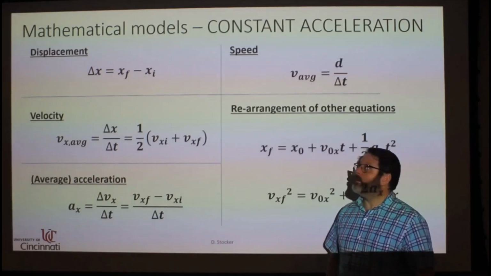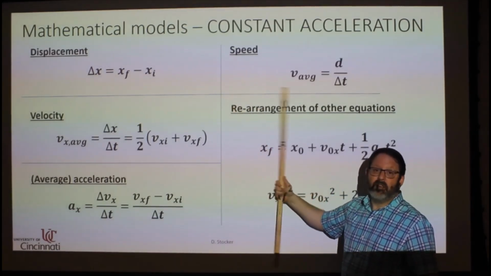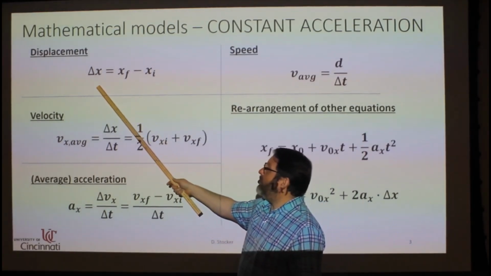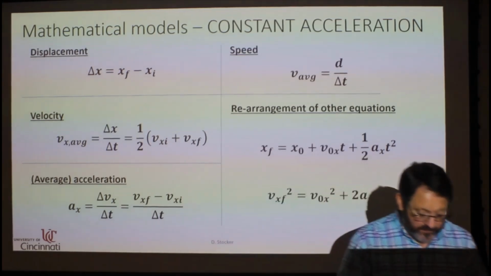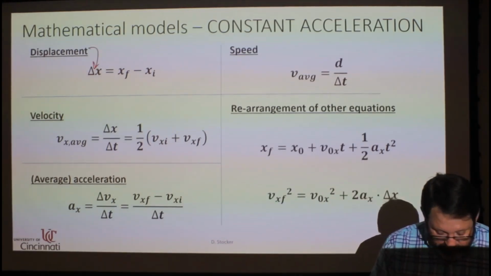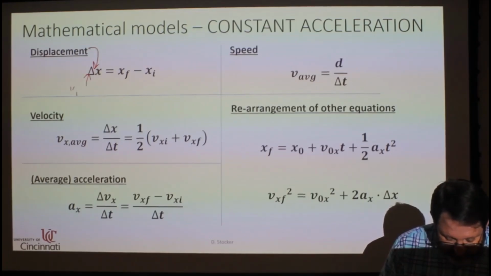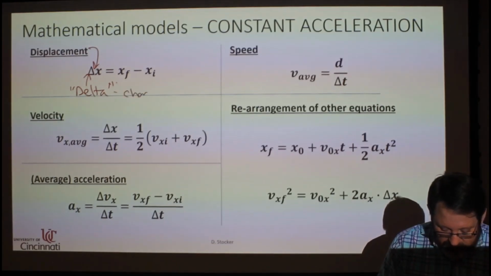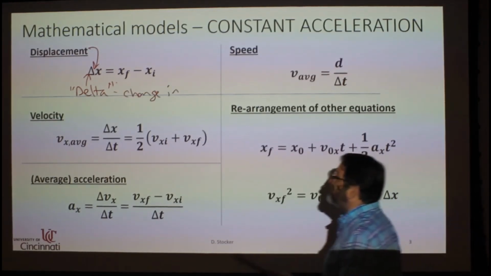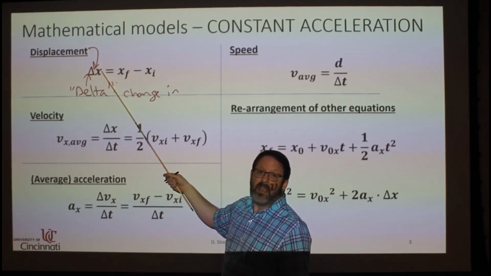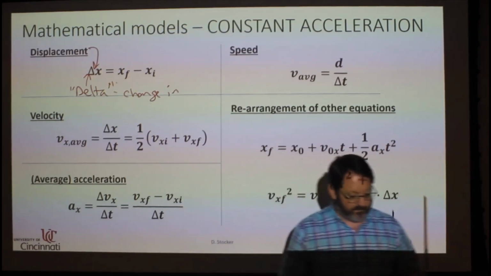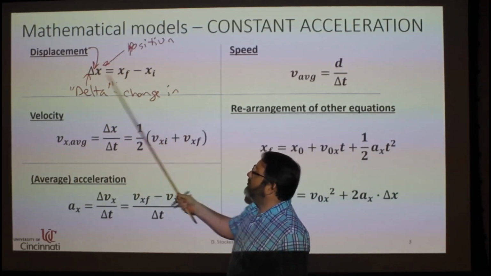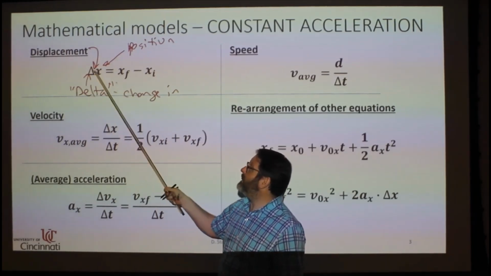In this video, I'll go over the mathematical models that we'll be using for one-dimensional kinematics. To start, we have displacement. Displacement we call delta x. This triangle is the Greek letter delta, and it means change in. So displacement is the change in x, where x is a position. Delta x is change in position, which is also called displacement.